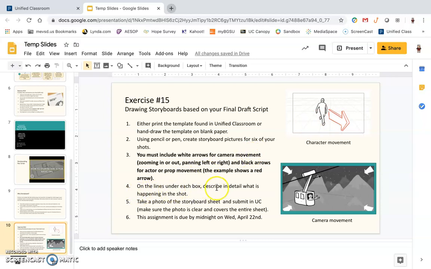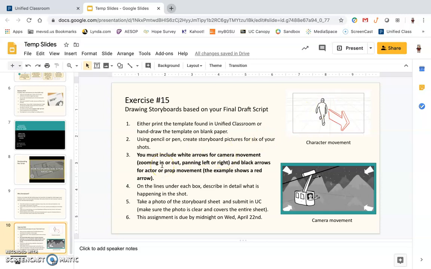On the lines under each box, describe in detail what is happening in the shot. So this is Johnny is moving towards Billy, who's standing here, because Billy has, I don't know, a cookie, and Johnny wants a cookie. So that's what you're going to describe. Just give me enough detail so I understand what's happening in the shot. I don't need to know which scene it is. I don't need to know which page it's on. Just describe the shot.